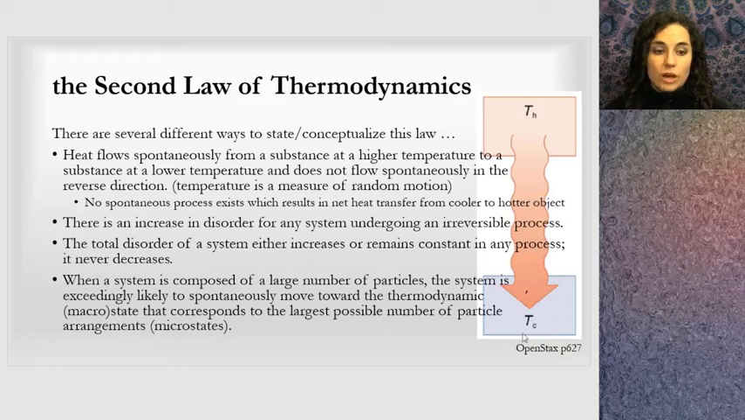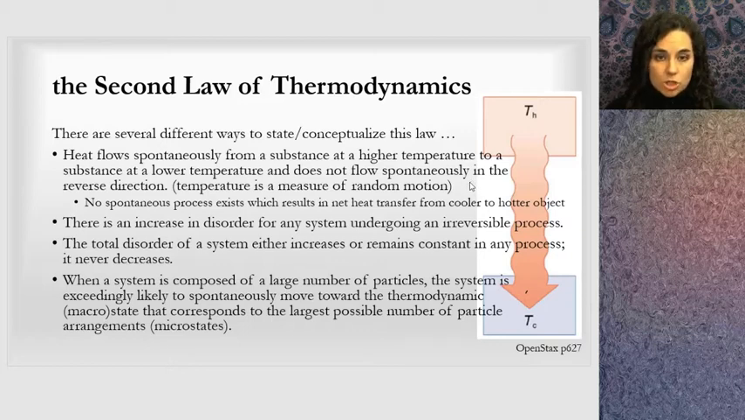And down here we have a cold reservoir at a cold temperature. And this is basically the second law in art form: heat will flow from hot to cold. There are different ways to conceptualize this, though, and that's why there are a lot of words on this slide, and I'm going to walk us through it. Heat flows spontaneously from a substance at a higher temperature to a substance at a lower temperature and does not flow spontaneously in the reverse direction.